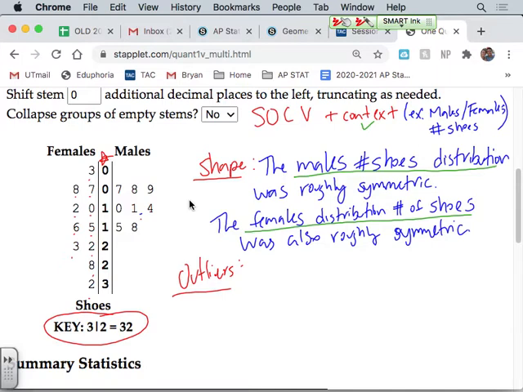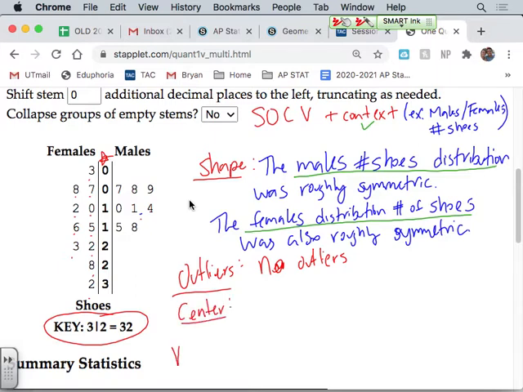Just because the females, they were close enough, 28, 23, stuff like that. So what I'm going to say is no outliers. Okay, and that's done. I did it. That's good. Just like that. What's the next one? Center.